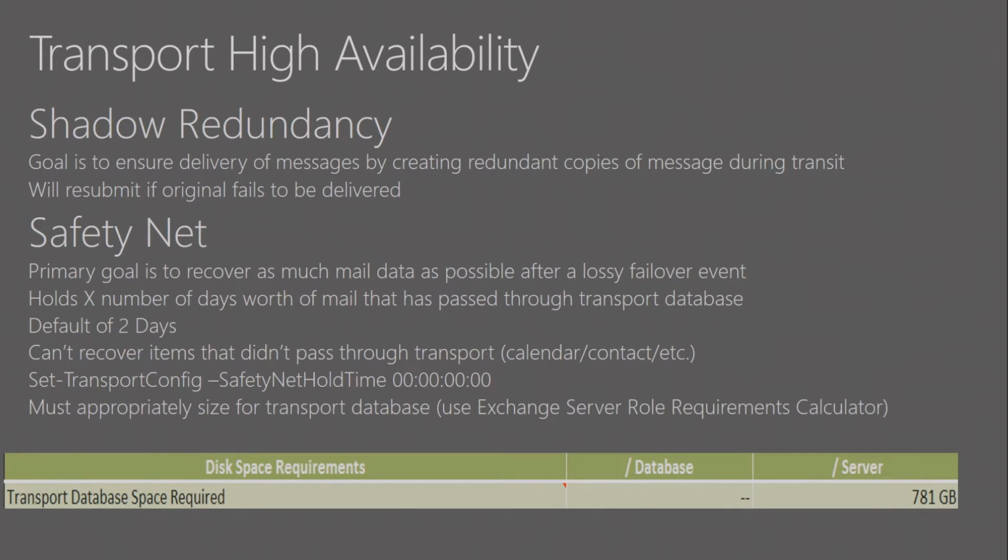If you're going to follow preferred architecture and do it that way, you need to size appropriately. And obviously, if you're not using that, safety net can still help in a pinch in a DAG. It can be modified using set transport config to whatever value you like.